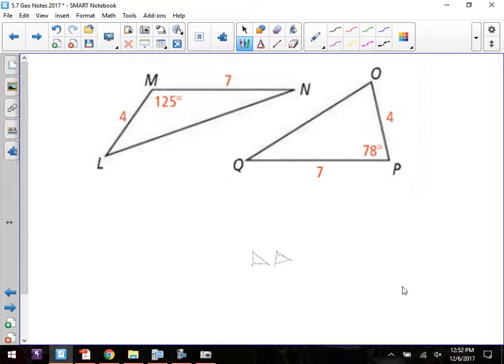Which one has got a longer side across? Which angle's bigger? You may answer. That's not mine. That's not mine.